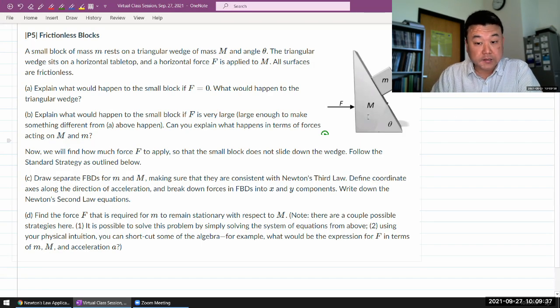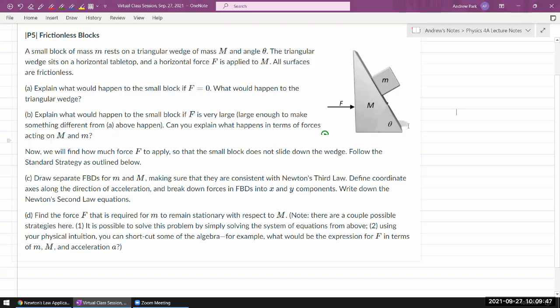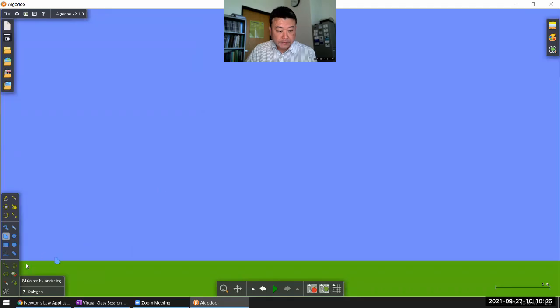You have two blocks that can potentially move relative to each other. I think it says all surfaces are frictionless. So I have a ramp of mass m that's sitting on a tabletop, and unlike a usual circumstance, this is free to slide. And I have a block of mass m that's sitting on top of it. And I think this is a good thing to simulate in an algorithm. So let me do that. So let me draw those objects.